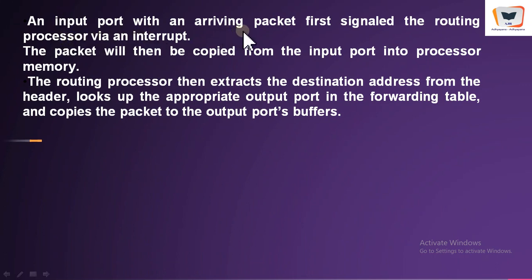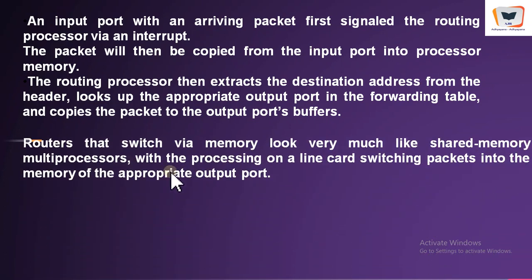An input port with an arriving packet first signaled the routing processor via an interrupt. The packet will then be copied from the input port into the processor memory. The routing processor then extracts the destination address from the header, looks up the appropriate output port in the forwarding table, which is resident in the CPU memory, and copies the packet to the output port's buffers.